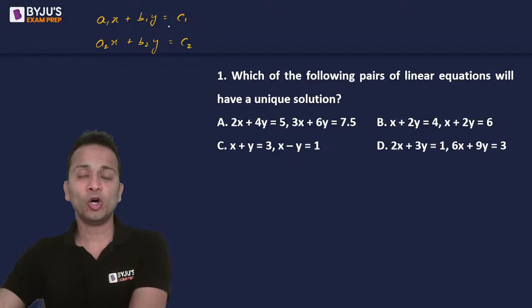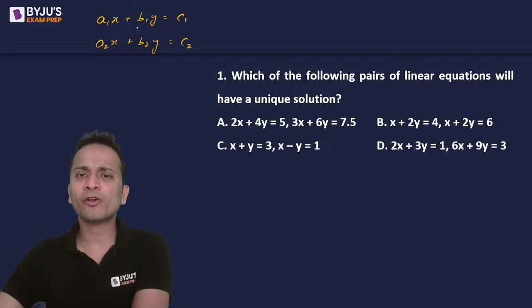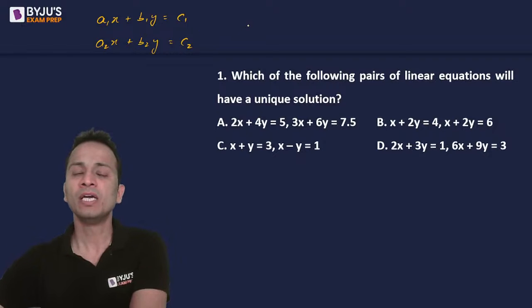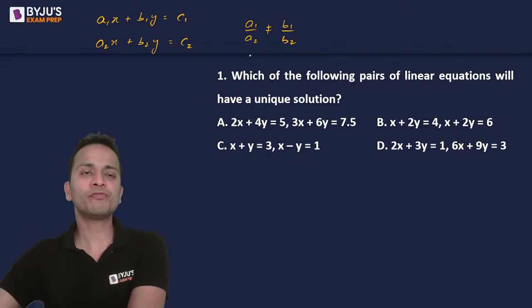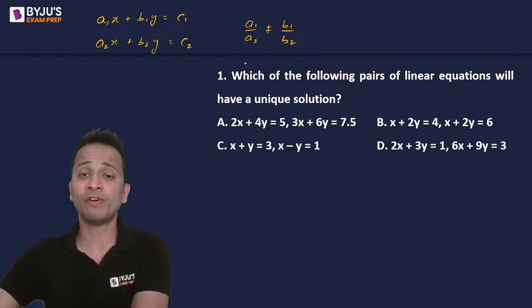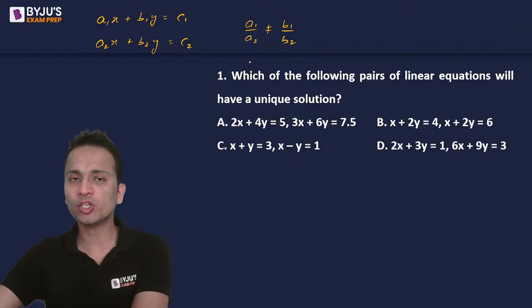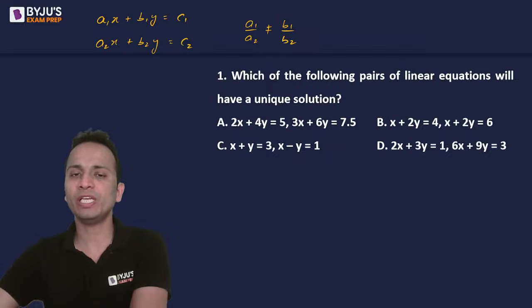All right, okay. Now, if you look at a pair of linear equations, as I have given a general form of the pair of linear equations, then we will have a unique solution if a1 upon a2 is not equal to b1 upon b2. So the ratio of the coefficients of x and the ratio of the coefficients of y, if they are not equal, then we will have a unique solution.